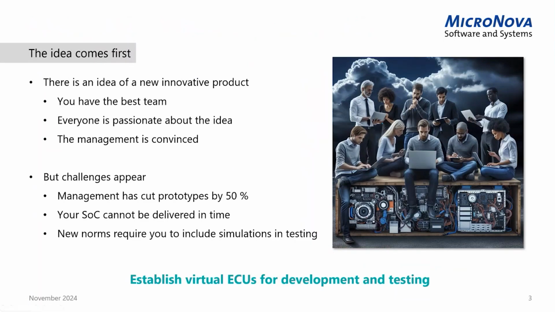At first, of course, there's an idea, and this innovative product must include some ECU, but it might be a steering, it might be some battery management SoC, and of course you've got the best team and everybody's passionate about this idea, and in general you've got the management convinced about your idea, about the plan, about money, but you are facing some specific challenges. What might happen is that management has cut your prototype number by probably 50%, or your system on chip cannot be delivered in time. So you're facing time challenges here.